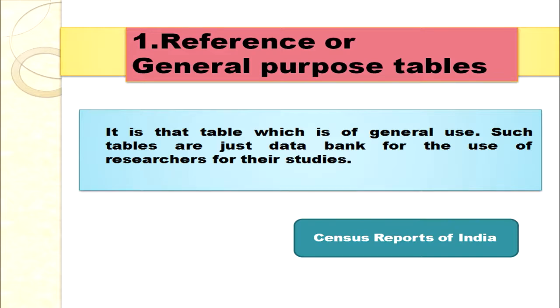For example, as you can see, census reports of India, a lot of information regarding employment, regarding income, number of members, education, all different kinds of information is there in this report. So, we are saying journal purpose tables are of journal use. Such tables are just a data bank for the use of researchers for their studies.